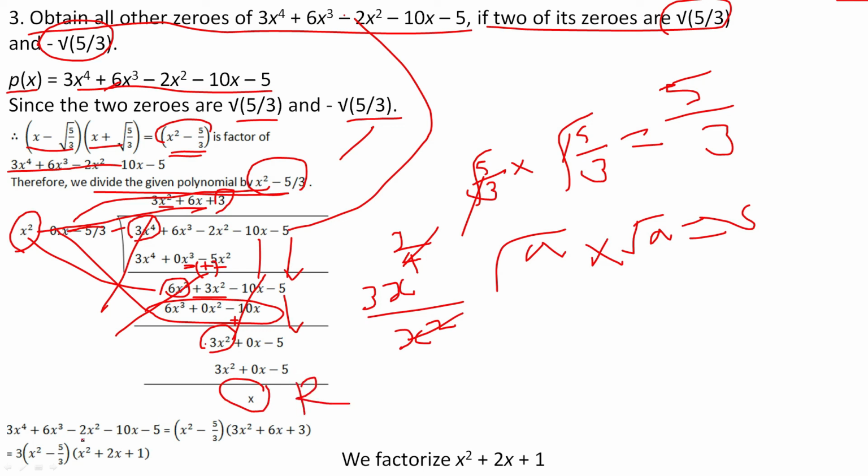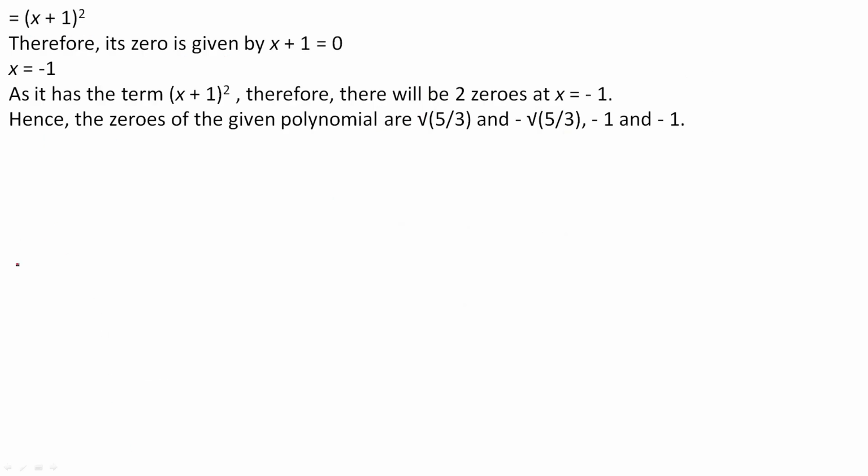So we are getting the remainder 0. 3x power 4 plus 6x power 3 minus 2x square minus 10x minus 5 has x square minus 5 by 3 as one factor, and 3x square plus 6x plus 3 as the other factor. This equation again you have to factorize. 3 is common, so you can simplify. If you take 3 out, the remaining terms you will get are x square plus 2x plus 1. We are going to factorize this term to get the answer. If you factorize it again, you will get x plus 1 the whole square.